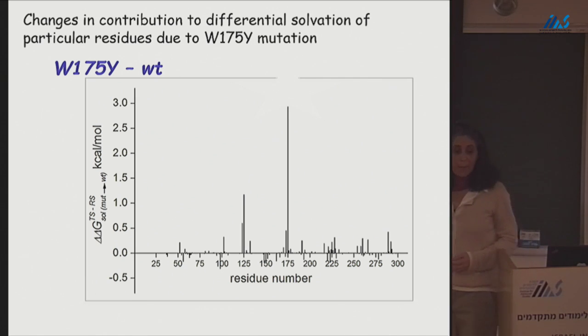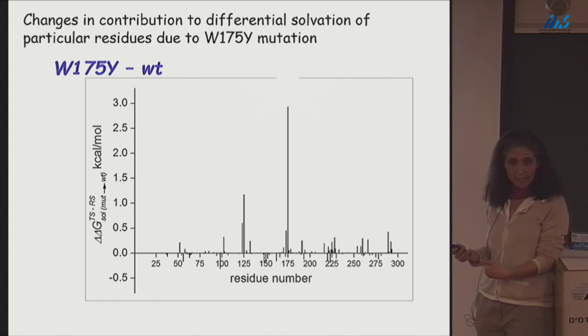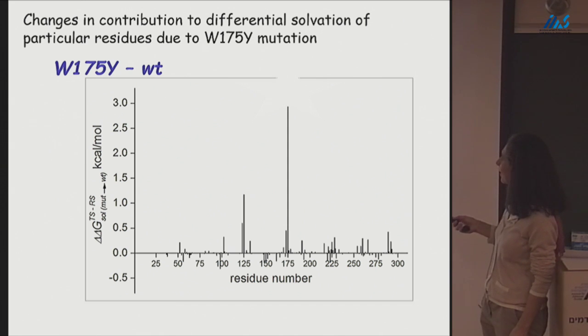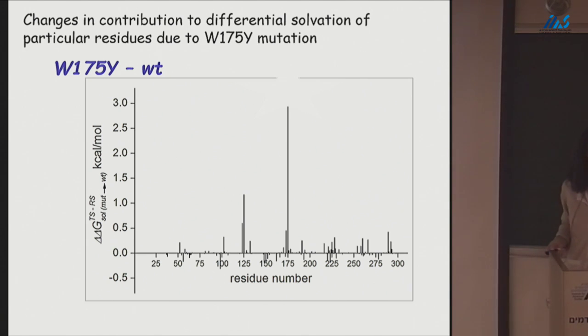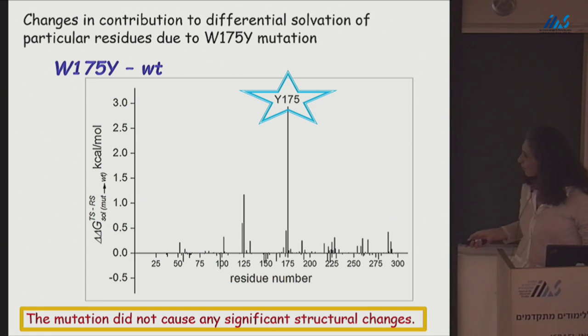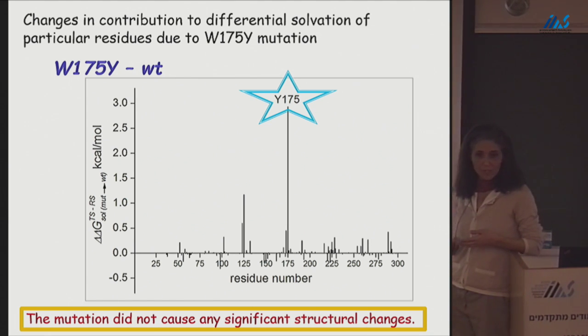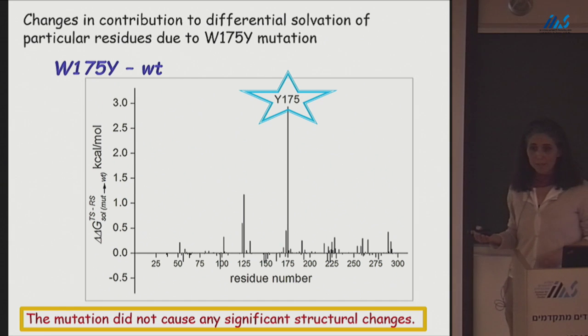Now here we try to see what happens if we mutate. These are changes in the contribution of the differential solvation due to mutation. Here we looked at the tryptophan to tyrosine mutation, and what we can see is that the major change is in position 175 itself, in the mutation itself. First of all, what we can learn from it is that the mutation did not cause any serious structural changes in the protein, and when there are no serious structural changes, we can continue to look at the effect of this particular mutation in order to understand how it is going to affect the catalysis.